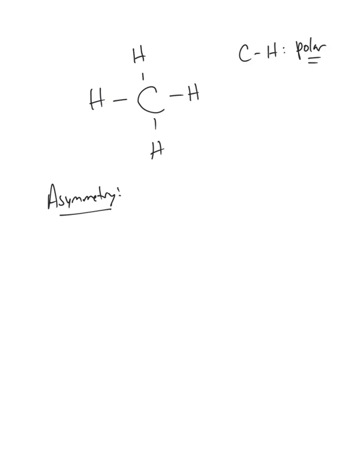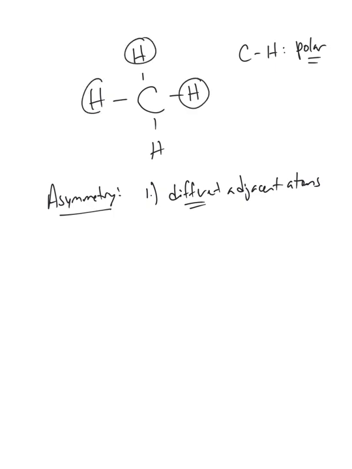To be asymmetric, first of all, the molecule must have different adjacent atoms. So the atoms that are coming off the central atom have to be different. Here, if I look at it, each atom coming off the carbon is exactly identical. So this criteria is not met. Okay, this is actually a symmetric shape because all of the atoms coming off the carbon are exactly the same.